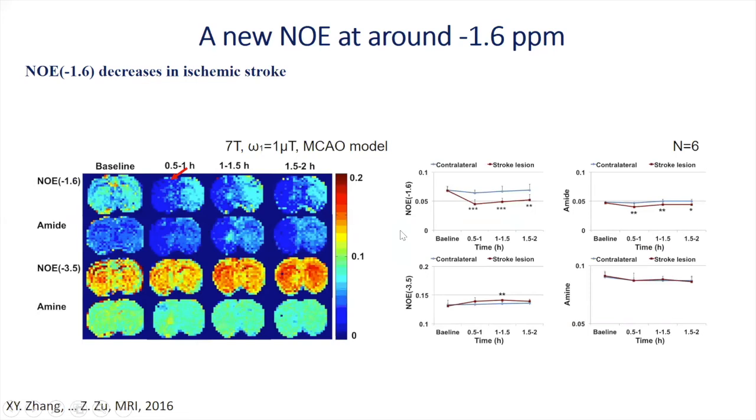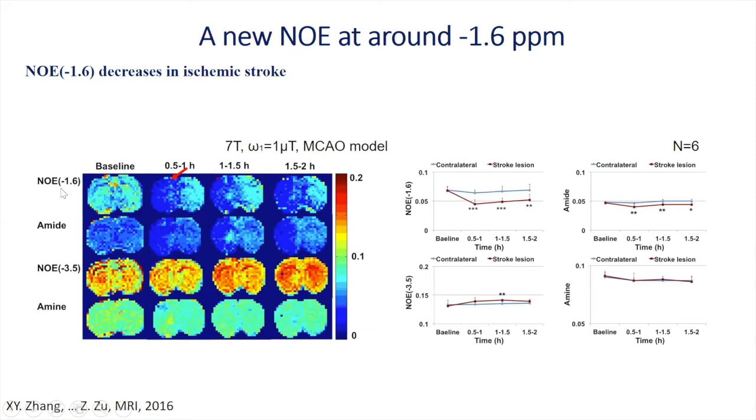Okay, second, NOE decrease in ischemic stroke. Here's a rat with a stroke model. We have the fitted NOE -1.6, fitted APT signal, NOE -3.5, and amine. This is the baseline. This is half an hour to 1 hour after onset of stroke, this is 1 to 1.5 hours, and 1.5 to 2 hours. And the lesion is on the left side of the rat brain.